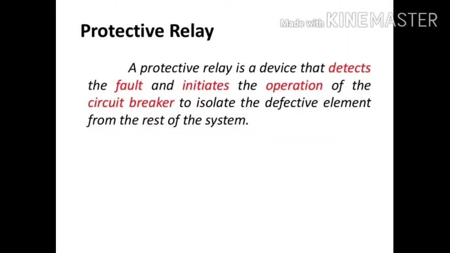Now what is a protective relay? A relay is a device that detects the fault and initiates the operation of the circuit breaker to isolate the defective element from the rest of the system. So the relay is going to sense the fault and it's going to signal the circuit breaker to trip, so that it isolates the defective element from the healthier part of the system.